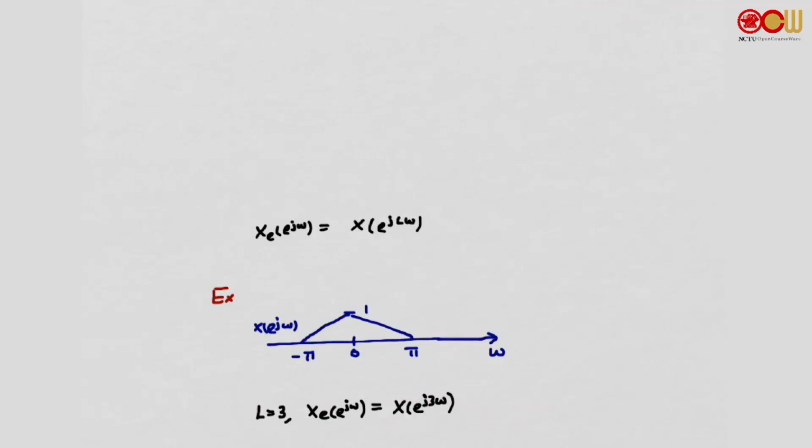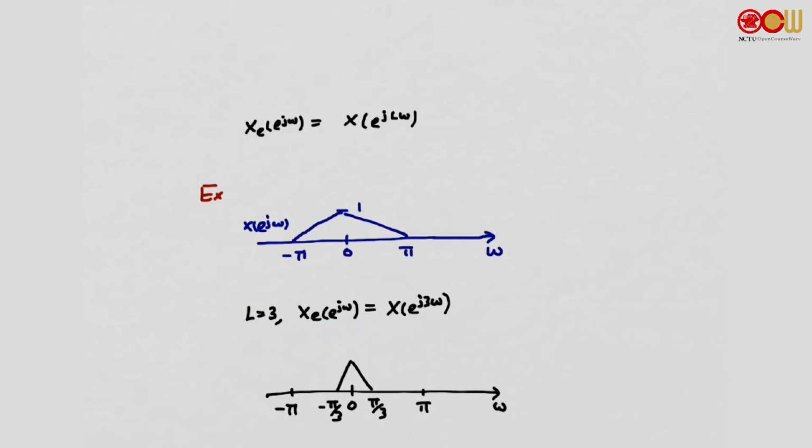Let's look at an example. Suppose this is X, the familiar triangle spectrum, X(e^{jω}) from minus pi to pi of one period here, and the height here is equal to 1. And let's say L is equal to 3, so X_e is X(e^{j3ω}). So we squeeze the spectrum of X by 3. Pi comes here, becomes pi over 3, and this is minus pi over 3, and this is X_e, right?